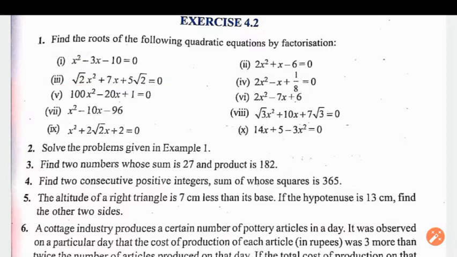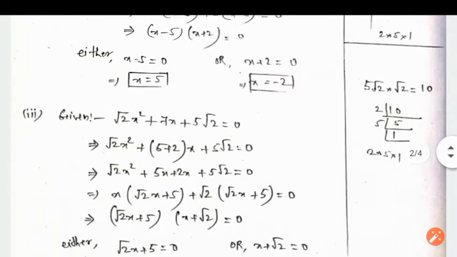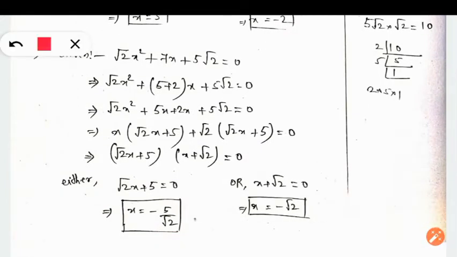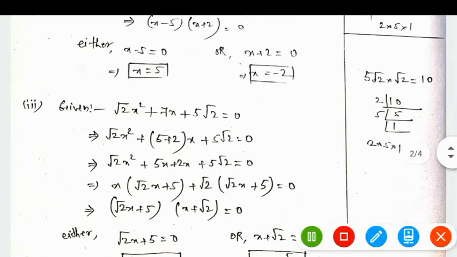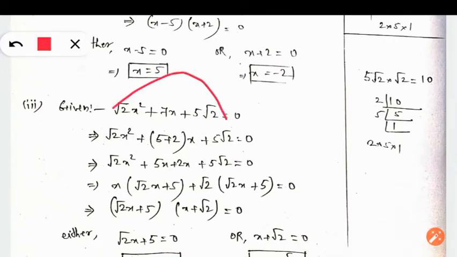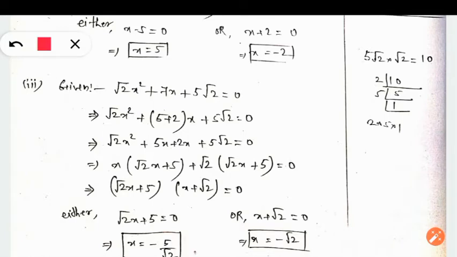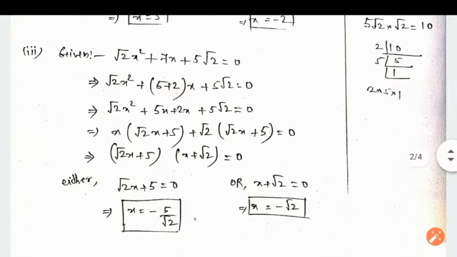Now let's do number 3. So in number 3, what do we have? See, given, the same method we need to apply in order to find middle terms. What we need to do? We will multiply root 2 with 5 root 2. Root 2 with 5 root 2 gives you 10, because root 2 into root 2 is root 4, which is 2. So 5 twos are 10. So we got 10. Now again break 10 into its factors. 2 into 5 into 1 you will get, right? So by using these factors in such a way, by adding them, you need to get 7. You are required to get 7.